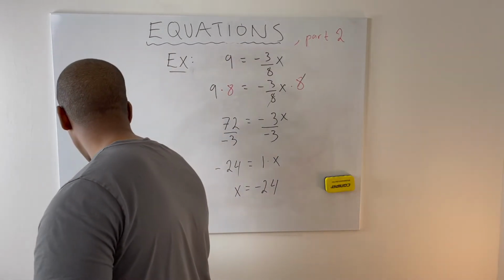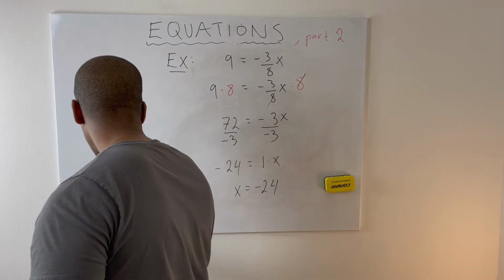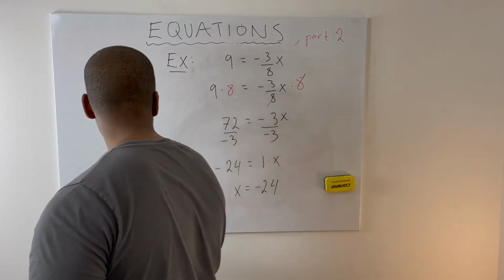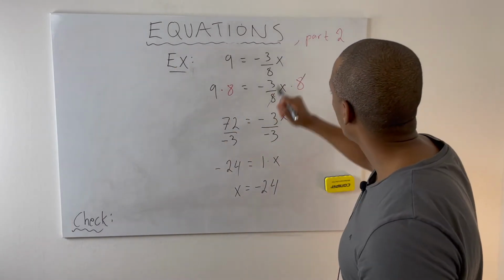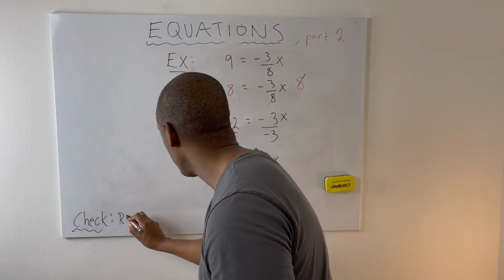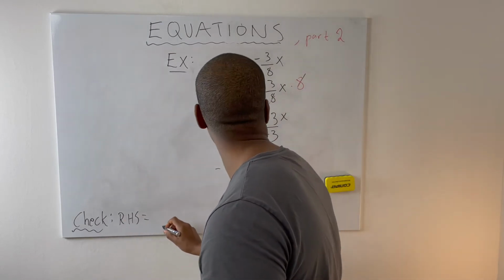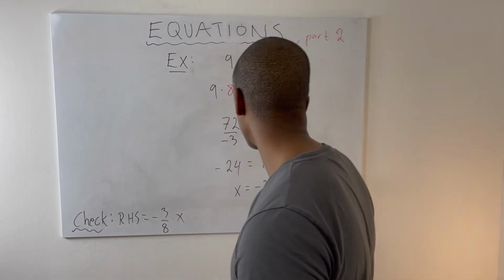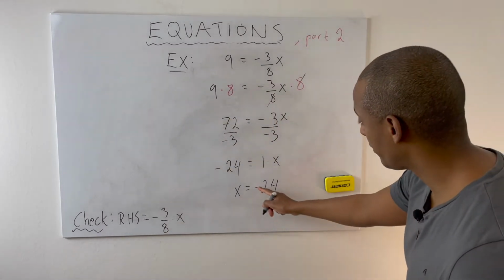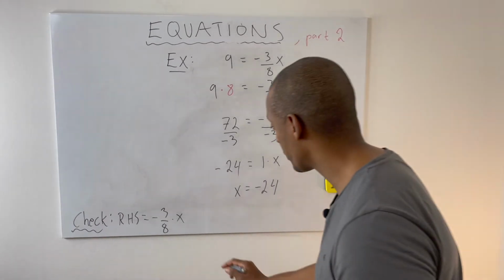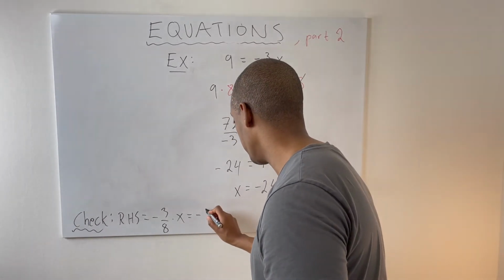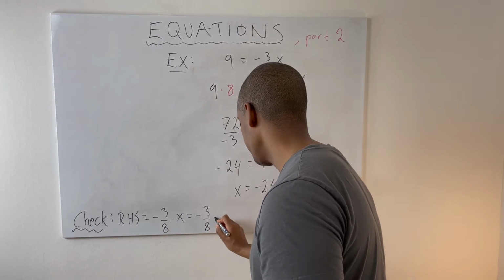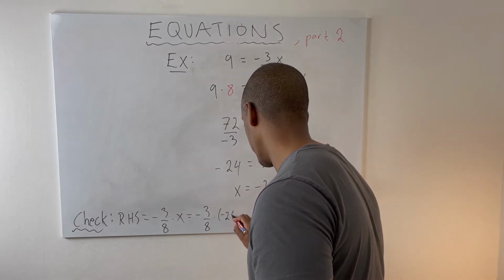Let's do our check. It's all good, guys. We just keep working on this. So our right-hand side, it was minus 3 over 8 times x. And now we have that x is equal to minus 24. So that's equal to minus 3 over 8 times minus 24.